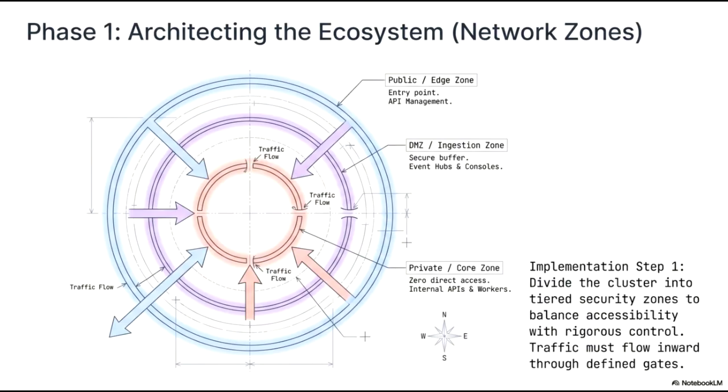The outermost ring is the public or edge zone, which serves as the entry point for all external communications and handles API management. Progressing inward, we reach the DMZ or ingestion zone. This acts as a secure buffer, housing event hubs and consoles to filter and manage data before it moves further into the system. Finally, the center of the diagram represents the private or core zone. This area is designed for zero direct external access, containing our internal APIs and workers. This tiered approach ensures that sensitive core components are shielded behind multiple layers of security and managed entry points.